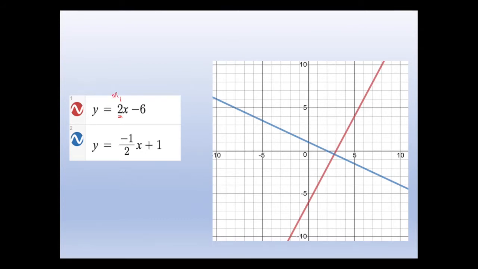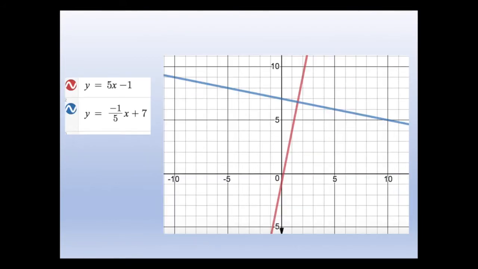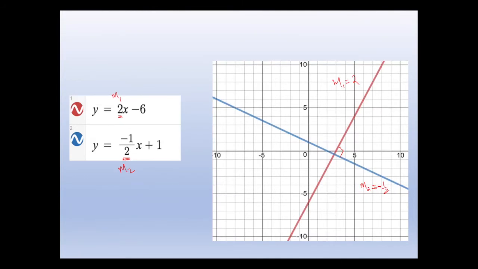Let's try another one. This time, y equals 2x minus 6. Let's call this M1. y equals minus half x plus 1. Again, you can see that they cross at 90 degrees. And this time, M1 equals 2 and M2 equals minus half. Third situation: y equals 5x minus 1, y equals minus 1 over 5x plus 7. Again, 90 degrees. So M1 is 5, M2 is minus 1 over 5.